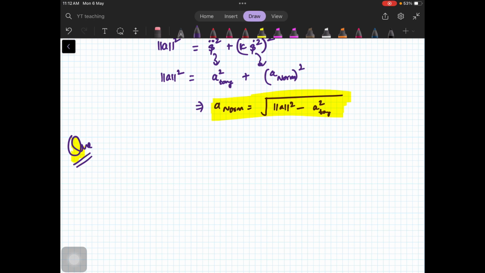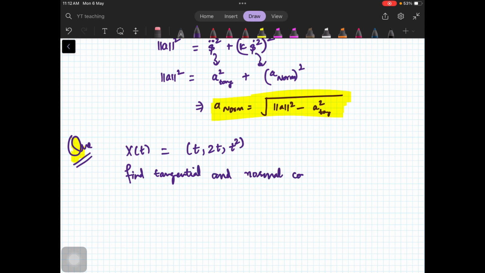So suppose x of t is t comma 2t comma t squared, and you have to find the normal and the tangential components of velocity and acceleration. So find tangential and normal components of velocity and acceleration. That is our question, right?